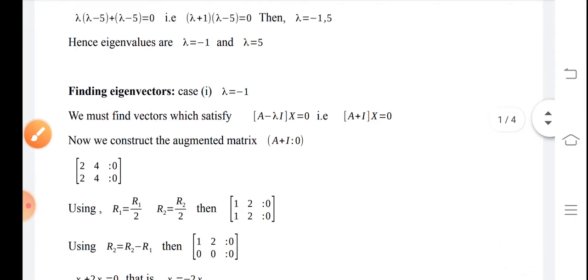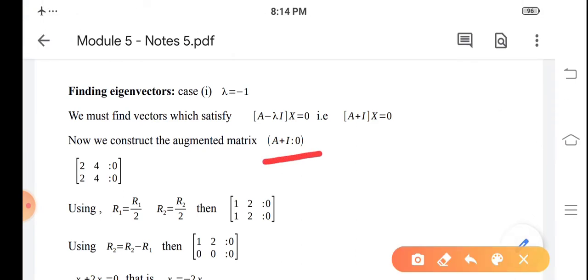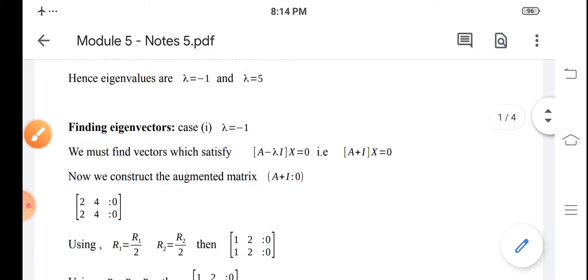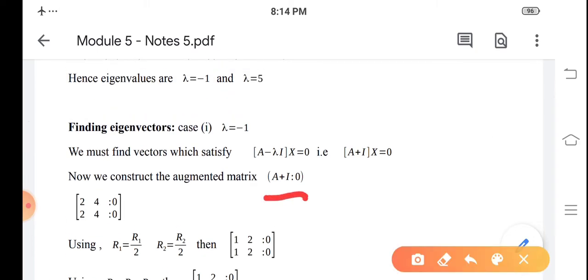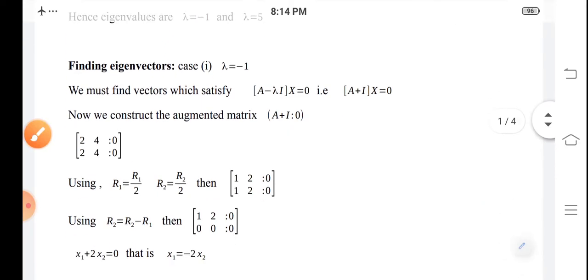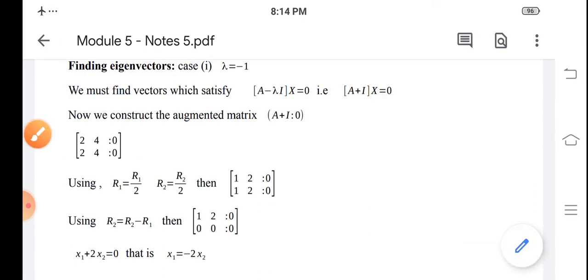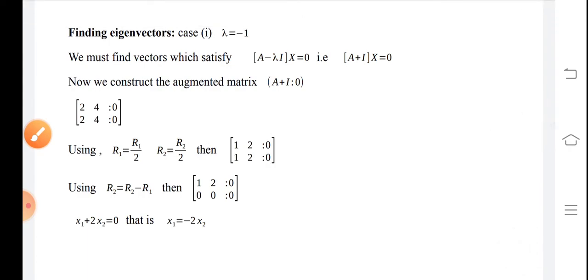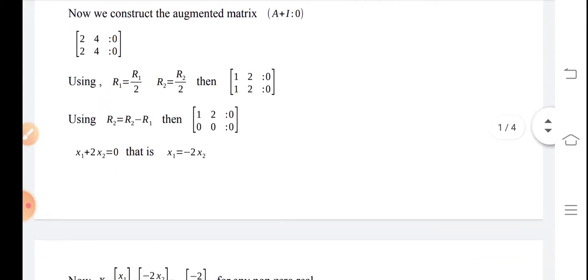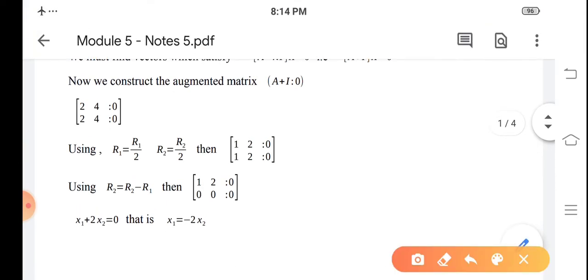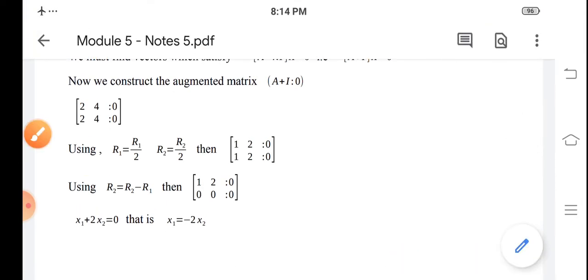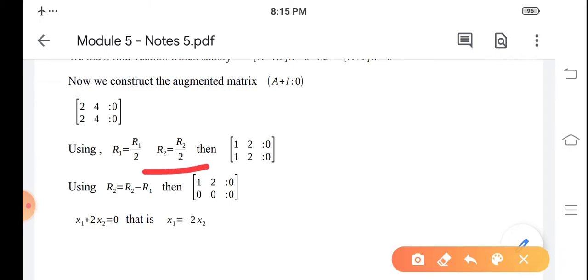Next we construct the augmented matrix [A plus I | 0], where A plus I is the given matrix A plus the identity matrix 1 0 0 1. That will be 2 4 | 0, 2 4 | 0. Now using row operations, we reduce this matrix to echelon form. We write the row operations as R1 equal to R1 by 2, R2 equal to R2 divided by 2. Then we get 1 2 | 0, 1 2 | 0.